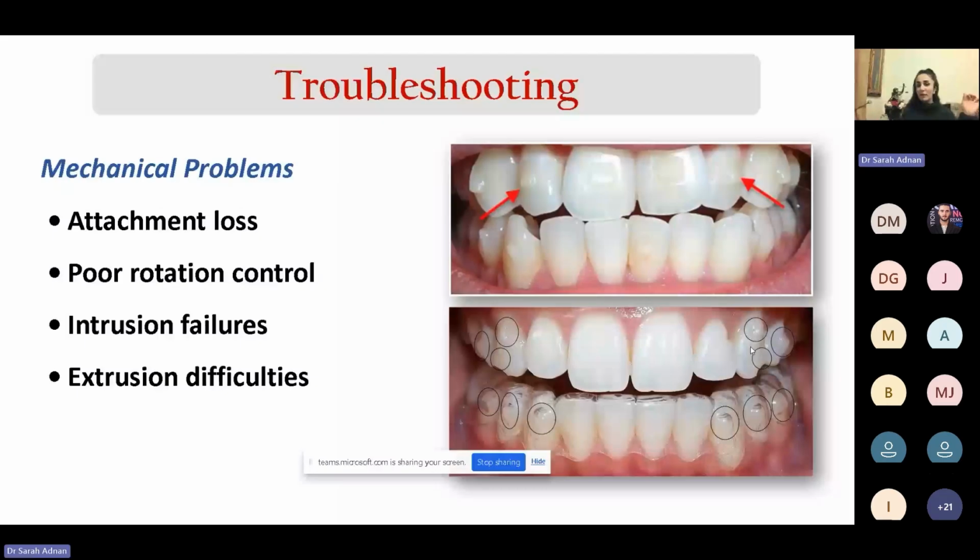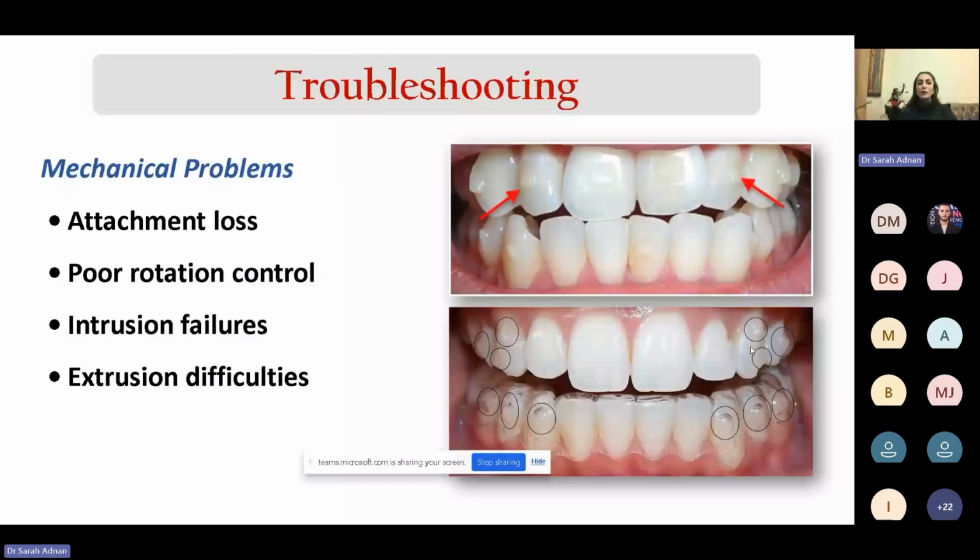So, careful design of the attachment is needed for rotated teeth. As we said, the attachment should be wider to allow the adequate moment that produces tooth movement. Using a couple force system is possible and helps to control the rotation with a clear aligner. Another mechanical problem is intrusion failure and extrusion failure.